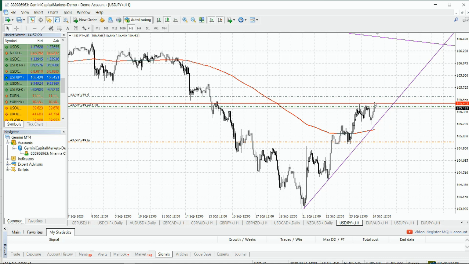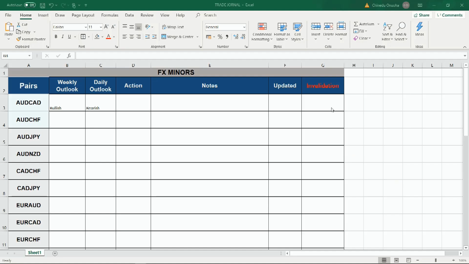So what would I do? I might just decide to cut my loss. Here, I would write that, a 1 hour close above resistance, and I would put my note and all of the updates.